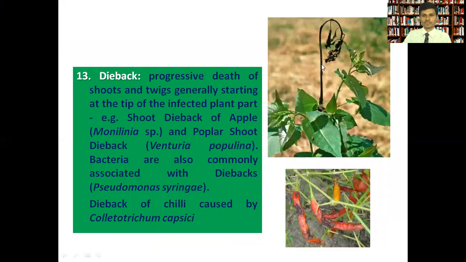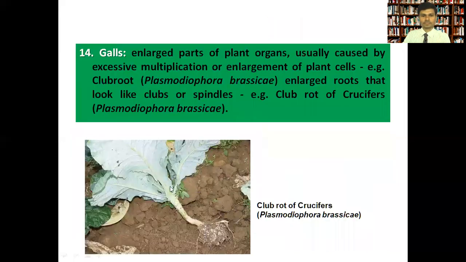Then dieback. Here we can see the tip portion of this host plant has died due to the attack of the pathogen. Shoot dieback of apple is caused by Monilia species. Another example given here, dieback of chili, is caused by Colletotrichum capsici.